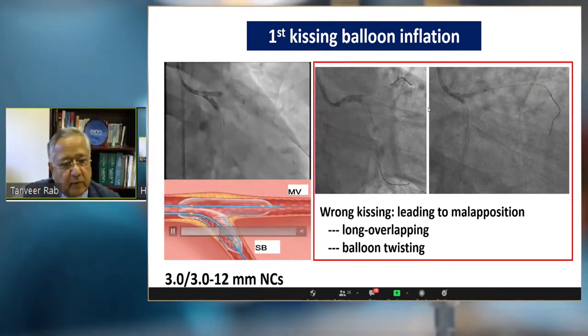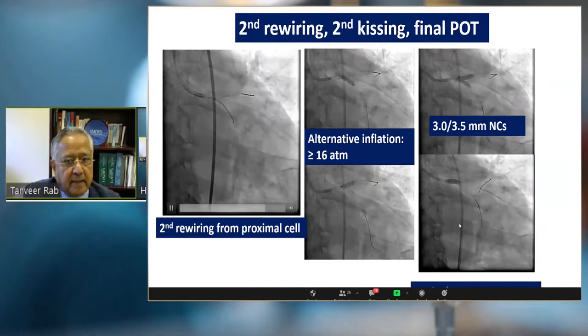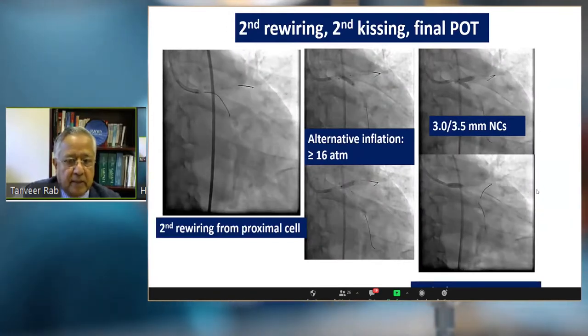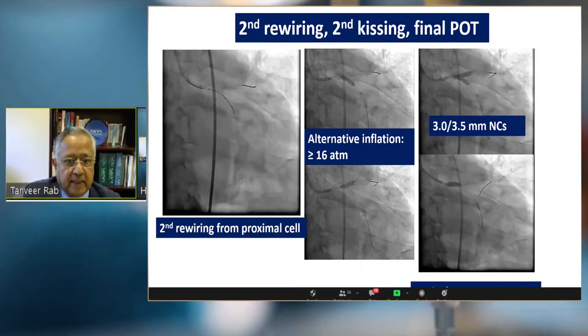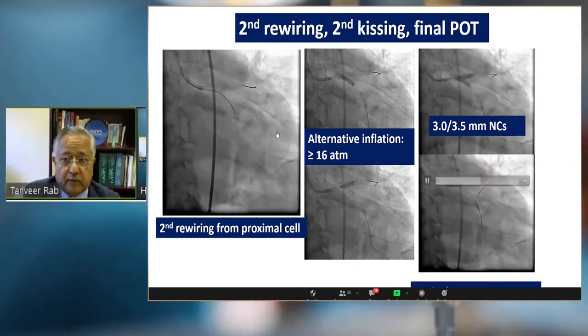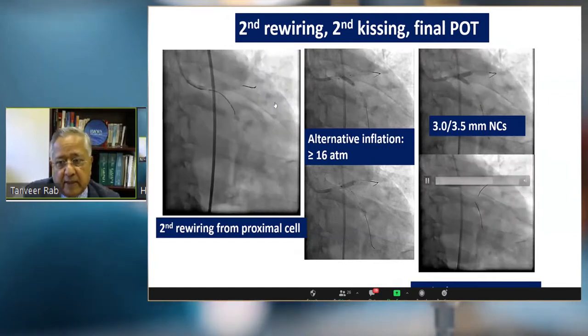After that, we put a 3.5 by 22 drug-eluting stent from the proximal LAD back to the left main. And then we did a POT with a 3.75 non-compliant balloon. Look at the balloon tip marker right at the carina. Following this, we did rewiring again in the proximal cell. And we did alternate inflations with high pressures at both the circumflex and the left main to the LAD to 16 atmospheres. Then we did a larger balloon from the LAD to the left main and a 3.0 balloon in the circumflex. Did final kissing inflations.